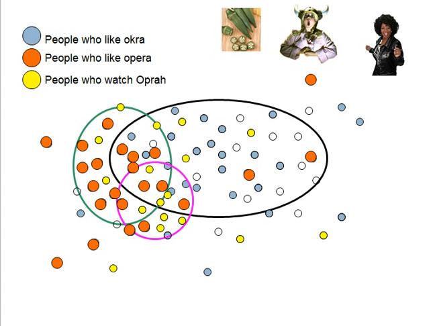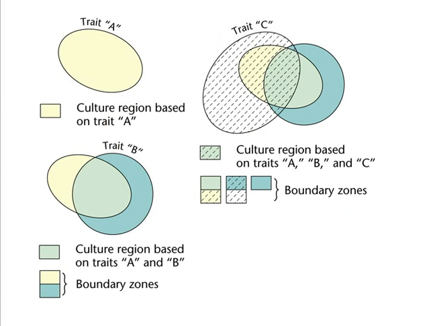And I could go even a third step. So if I end up with a core of people who like opera and a core of people who like okra, where these areas combine could be another formal region. And that's just an extremely silly way to show you the illustration in the map.